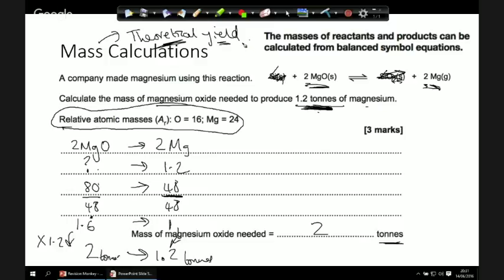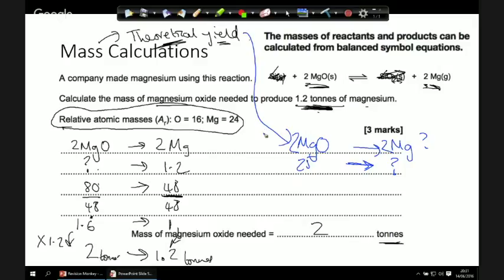Where it's in theoretical yield, you might see the question written as how much magnesium could we make from a certain amount of magnesium oxide. So it could be switched around the other way. How much of this can we make from a given value, say 25 tons of this? So it could be either way around that they ask you that question.